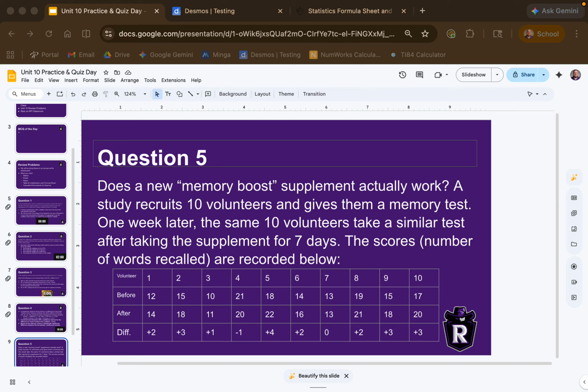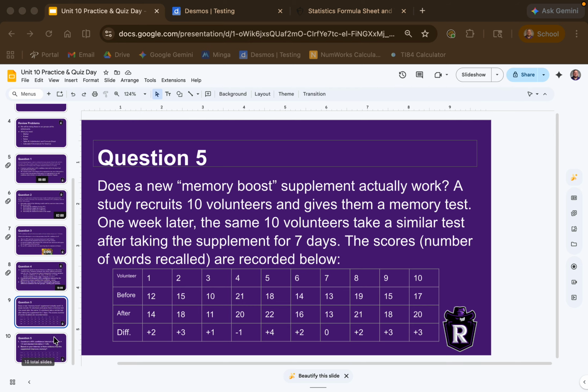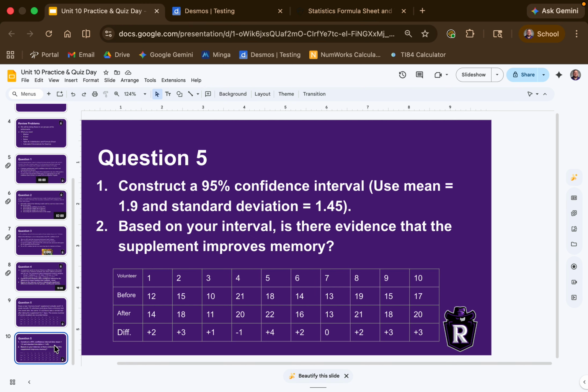So you see this table, you have the volunteer number, the before score, the after score, and then the difference. So let's talk through this, because what are we going to be asked to do? Construct a 95% confidence interval, and then it tells you to use the mean and standard deviation. And then, based on the interval, is there evidence that the supplement improves memory?